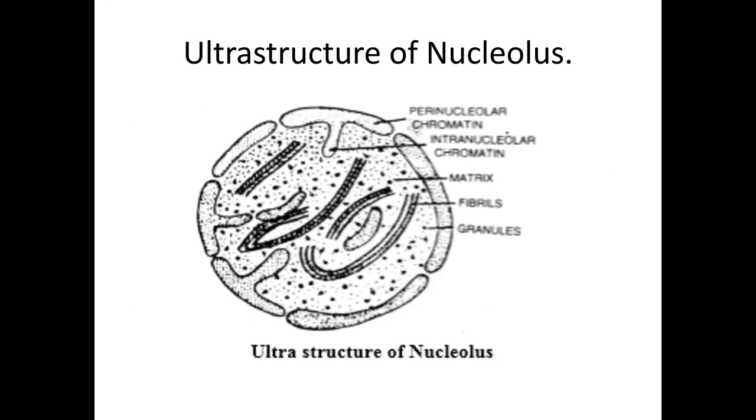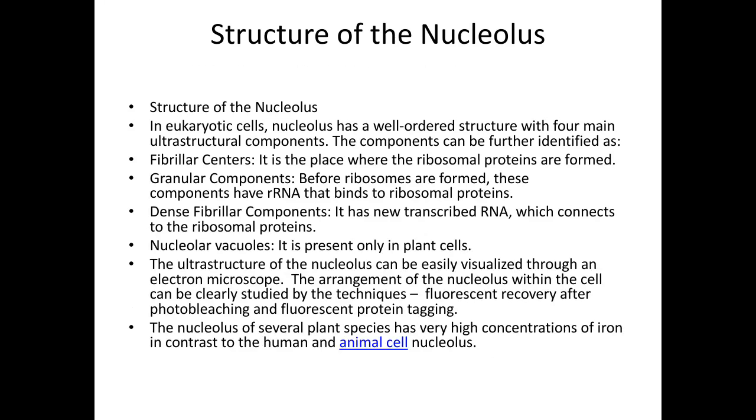Ultrastructure of nucleolus. It consists of perinuclear chromatin, intranucleolar chromatin, the matrix, fibrils, granules, etc. Structure of nucleolus.